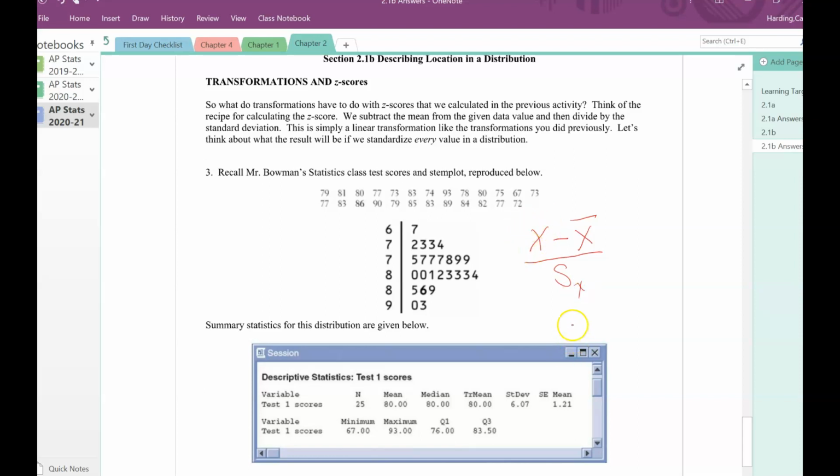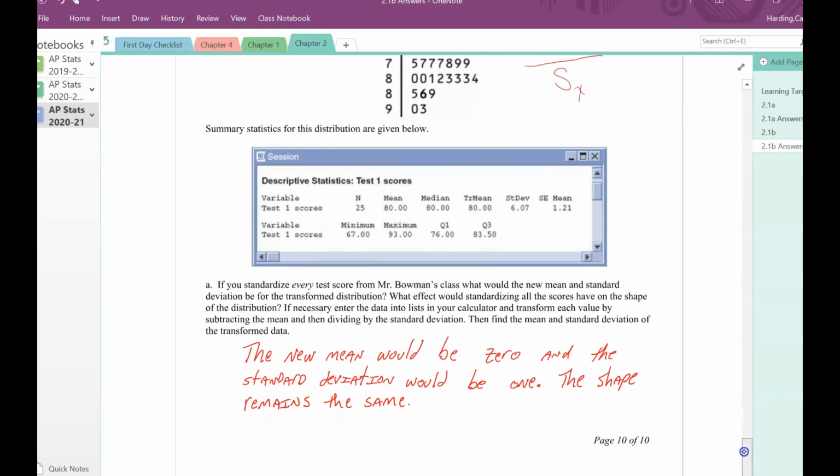So how will the mean be affected? Mean minus itself will be 0. So you'll have a mean of 0 in the new distribution. How will the standard deviation be affected? Well, standard deviation won't be impacted by this subtraction of the mean. So essentially, you'll have standard deviation divided by standard deviation, which gives you a standard deviation of 1, and the shape will remain exactly the same. So when you standardize all the scores, you end up with a new distribution that has a mean of 0, standard deviation of 1, and retains the same shape.